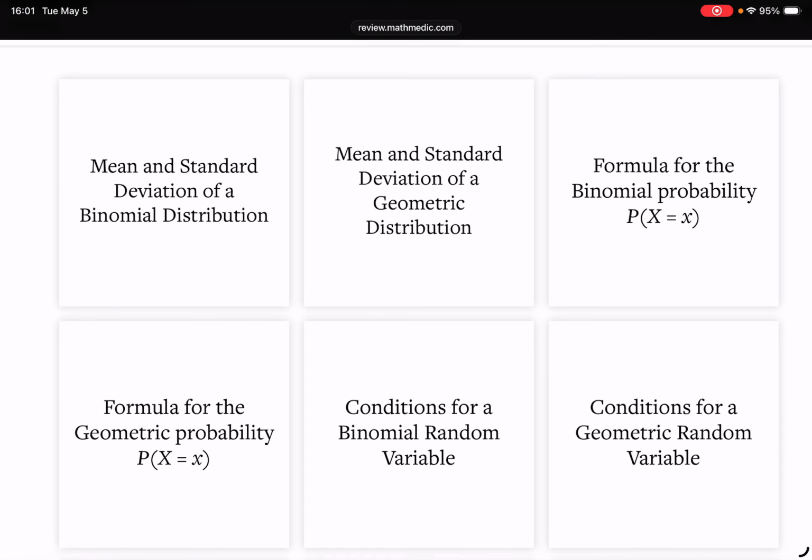Here are some flashcards for the AP Statistics exam. You need to have all of these memorized if you want to get a 5 on AP Stats. So all of these flashcards are about probability.